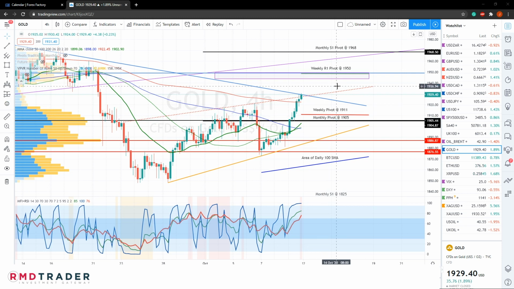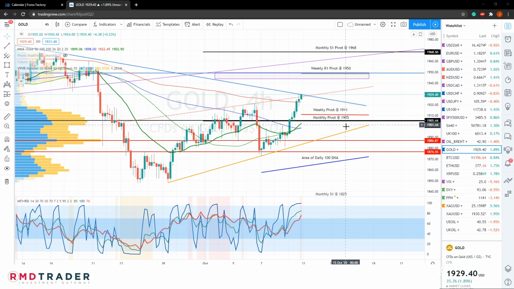And of course, our targets, should we be able to break above our diagonal once again, would be this weekly R1 pivot at 1,950. And of course, should that also manage to be broken, then an extended target would be at our monthly S1 pivot at 1,968.